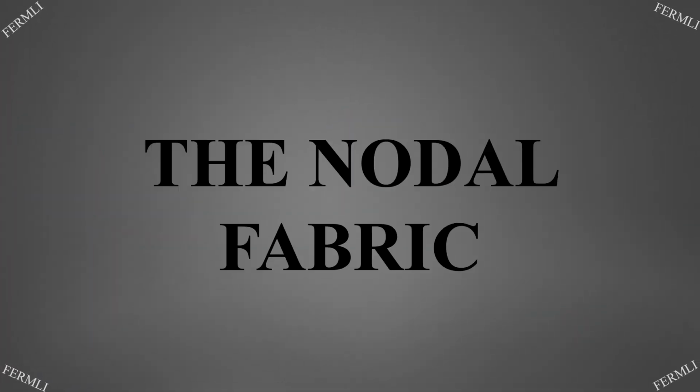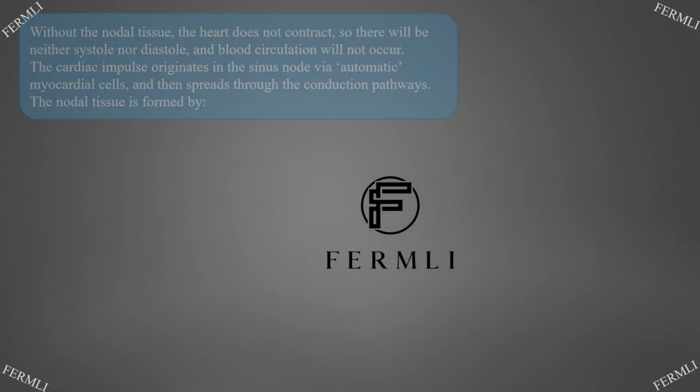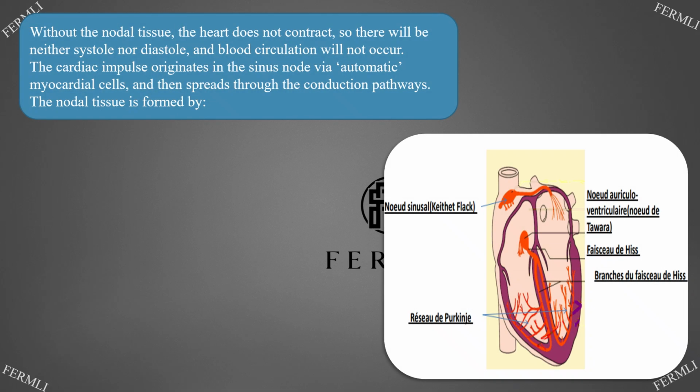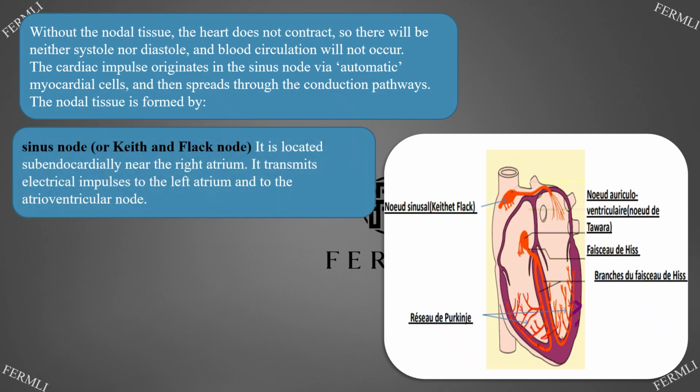The nodal tissue. Without the nodal tissue, the heart does not contract, so there will be neither systole nor diastole, and blood circulation will not occur. The cardiac impulse originates in the sinus node via automatic myocardial cells, and then spreads through the conduction pathways. The nodal tissue is formed by the sinus node, or Keith and Flack node. It is located subendocardially near the right atrium. It transmits electrical impulses to the left atrium and to the atrioventricular node.